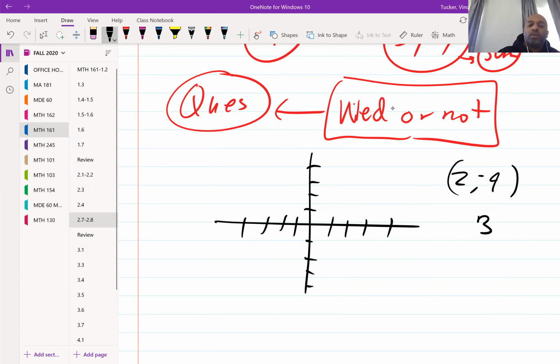All right, so you would go to the right 2. Let me have a different color. Right 2, down 4. That's your center: right 2, down 4. So you would graph that the way you would normally graph your points. So that's the center. And then you go up 3, left 3, right 3, down 3. Exactly, that's your circle.